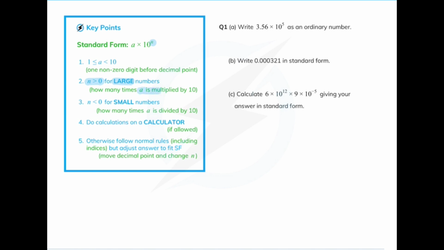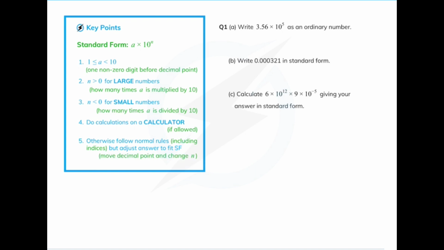Okay, and that's how often we multiply A by 10 to get our original number, and it's less than 0 for small numbers, and in fact we're dividing by 10 there to get very small numbers. If you have to do calculations, try and do them on a calculator, but of course sometimes you're not allowed to, and if you're not allowed to, just follow the normal rules, including indices, but we might need to adjust our answer to fit standard form, which will involve moving the decimal point and changing n, but we'll see how that works as we go along.